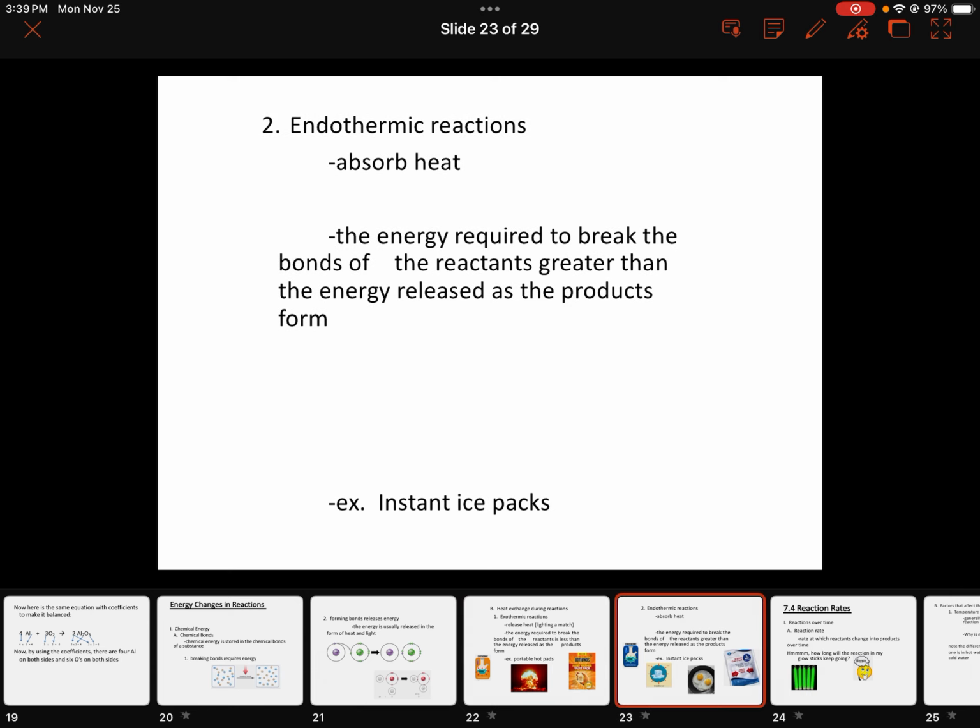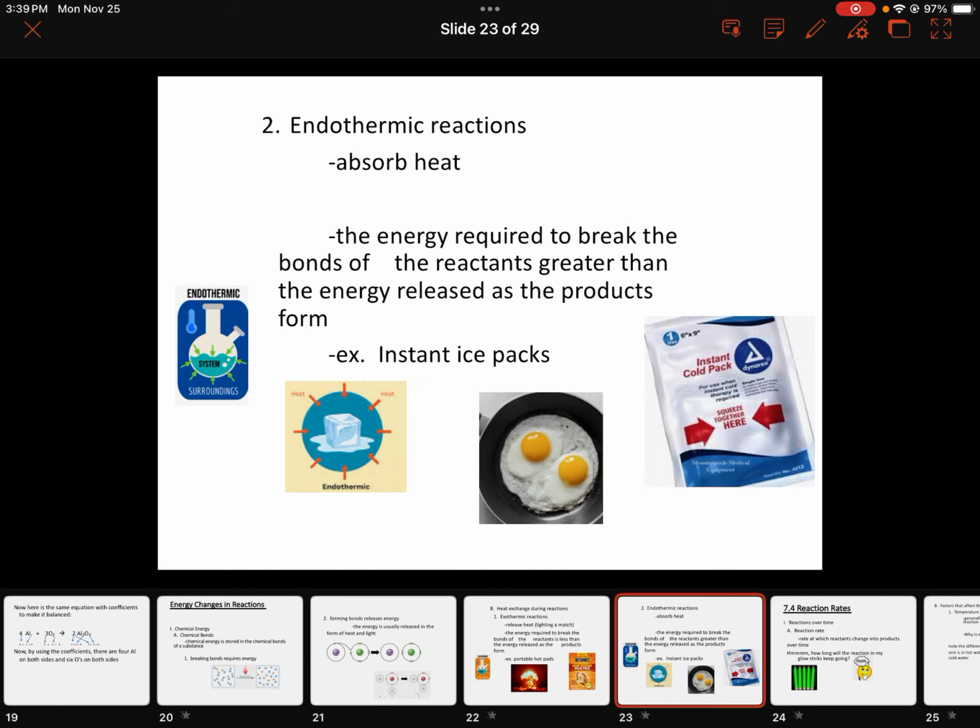The other type of reaction is endothermic. Endo, in or inner. You and I as humans, we have an endoskeleton, and that means our skeleton is on the inside. So crabs and lobsters have an exoskeleton. You and I as humans, we have an endoskeleton. Mammals, all sorts of organisms have endoskeletons. Ours are on the inside. Well, this is heat going in.